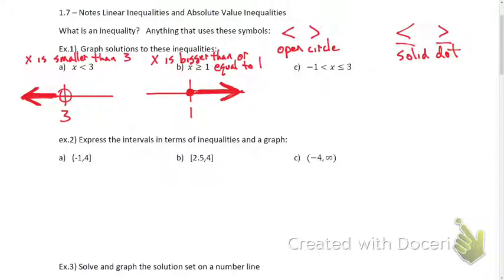For C, that's a compound inequality, so I'm going to do 2 dashes. I'm going to make an open circle. I'll make a solid dot and shade in between. X is bigger than -1, but less than or equal to 3.